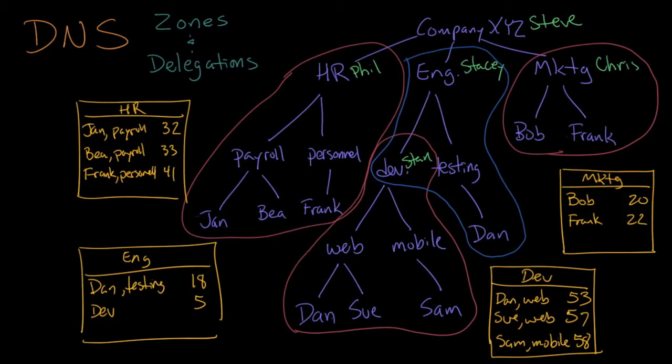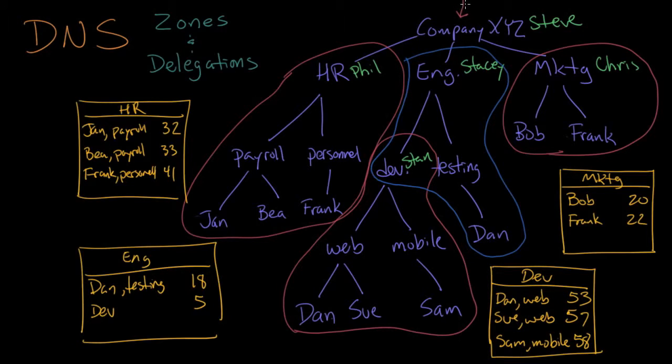Let's say a phone call comes in up here at the top. Phone call comes in, and Steve or Steve's assistant picks it up. And let's say the person is calling for Frank over here in personnel. So what Steve's going to say is, oh, well, they're asking for someone in personnel. I know personnel is part of HR, so I'm just going to hand off the call to Phil. And then Phil's going to consult his list here and say, okay, they're looking for Frank. They're in personnel, extension 41. So they're going to direct the call to extension 41, and this call is handled.